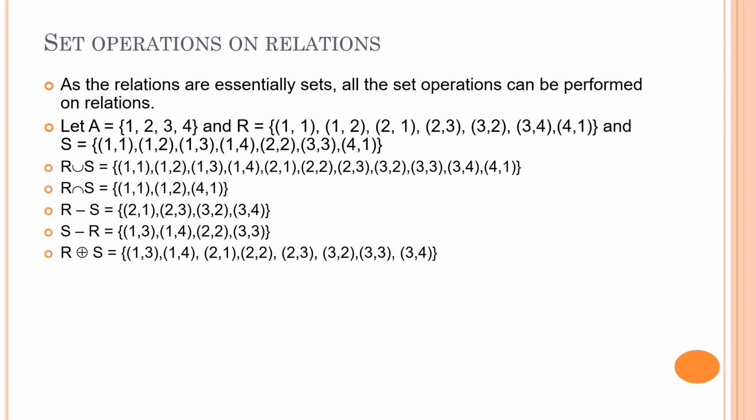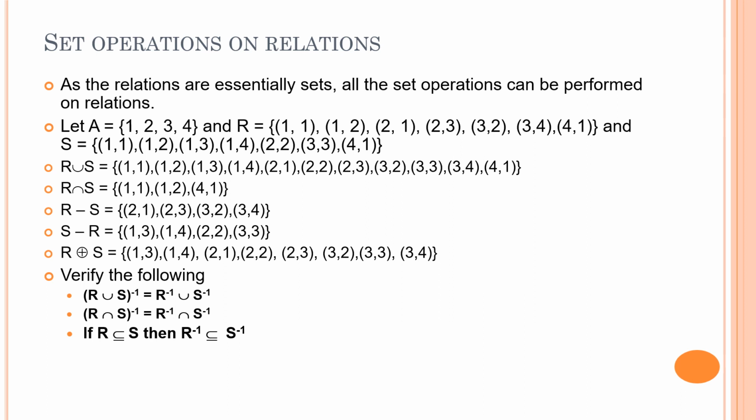Symmetric difference, all the pairs which are either present in R or in S but not in both. If you see, as we discussed in terms of sets also, you can find the symmetric difference as R union S minus R intersection S, or you can find it as R minus S union S minus R. These are the two ways of finding the symmetric difference of the two relations.